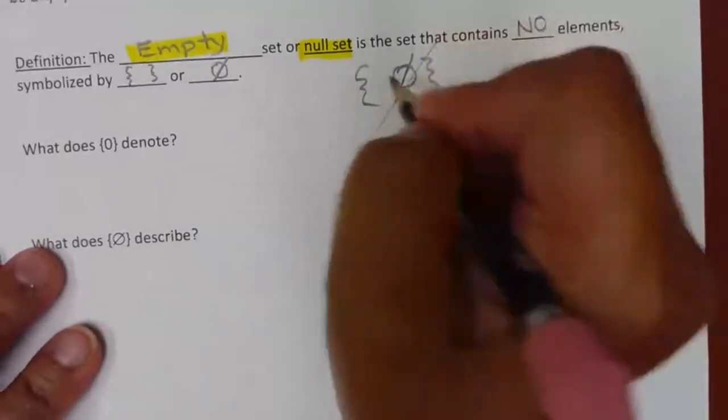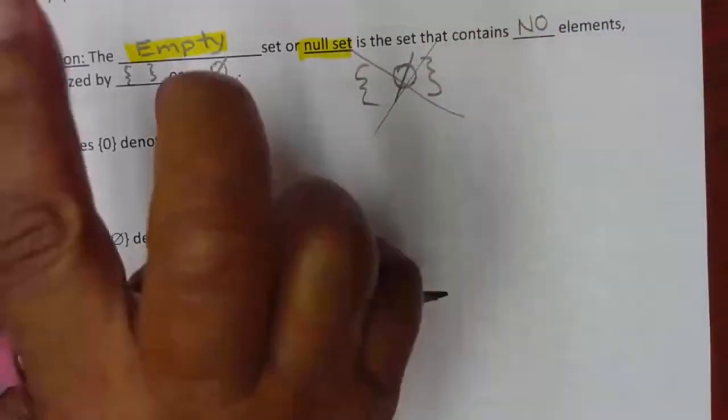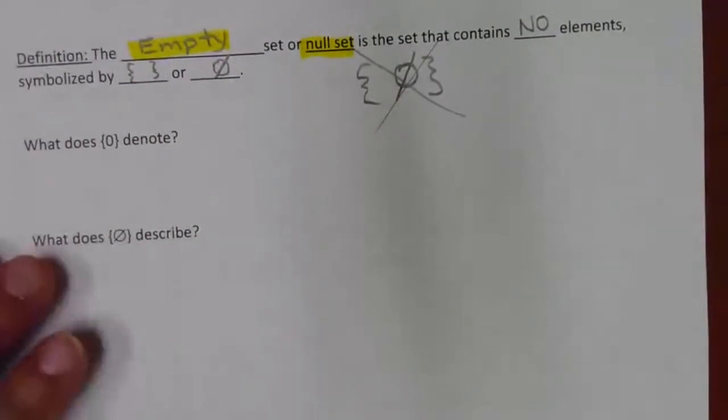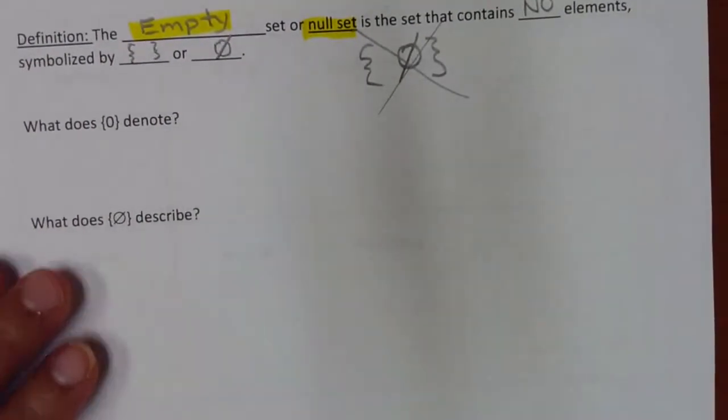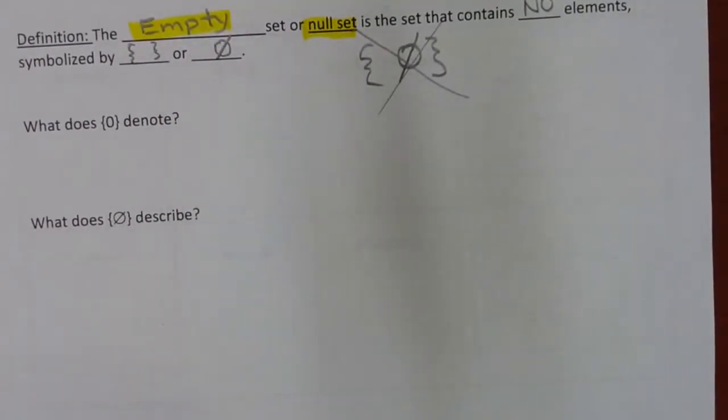So don't do it like this. It's not a combination of the two. It's one or the other when you want to say that it's the empty set. And you'll see when there's a reason to even use that as an answer as I go through the problems. I haven't gotten to the problems yet.